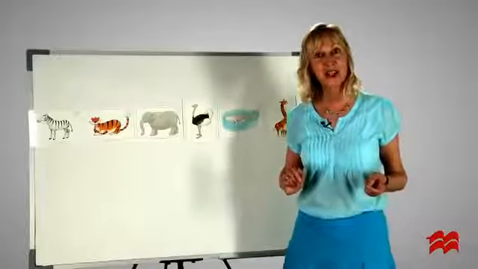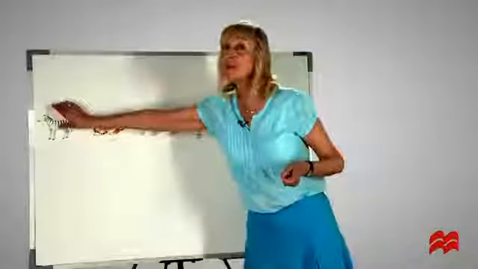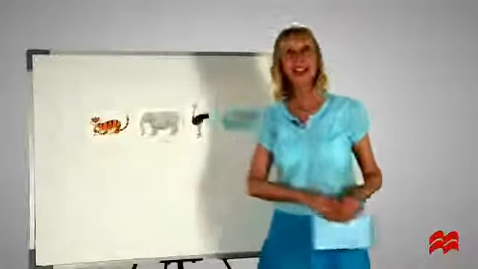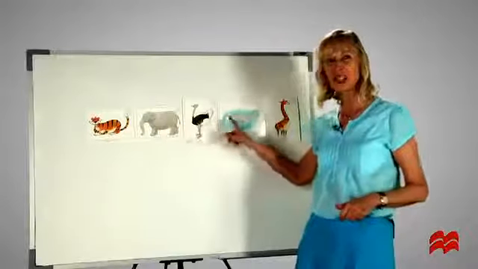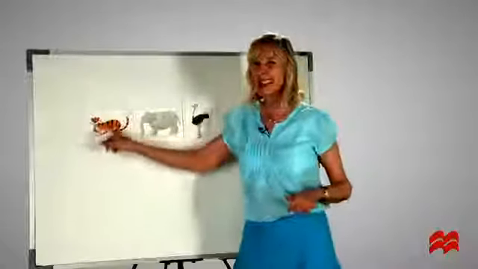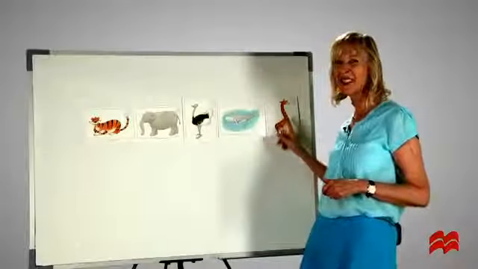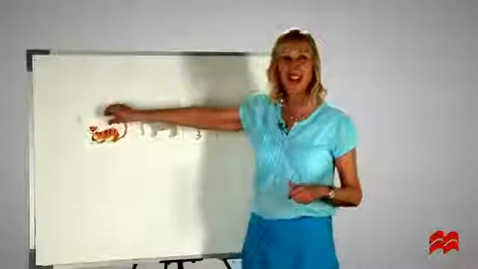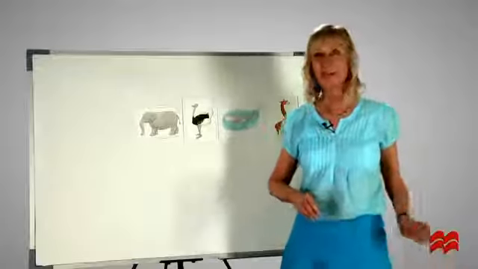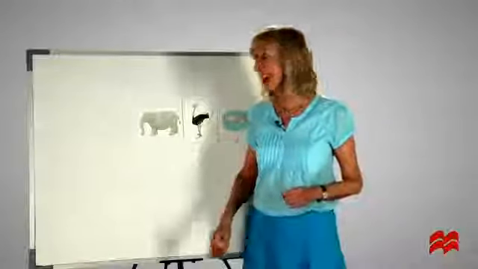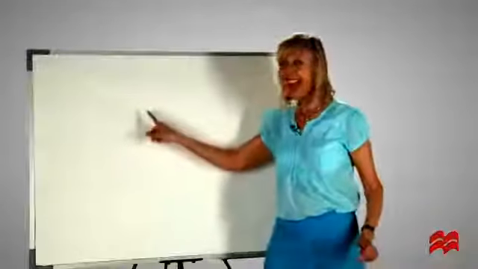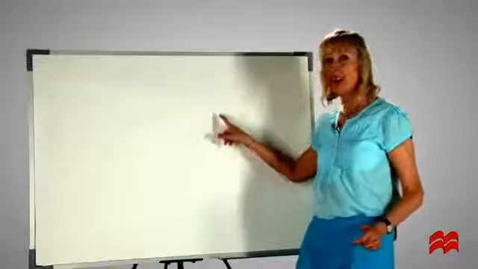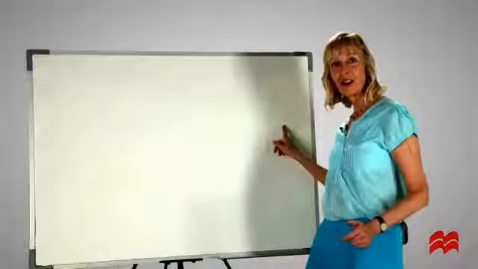When you think the children are doing this confidently, remove the first flashcard and continue in the same way. Zebra, tiger, elephant, ostrich, whale, giraffe. Remove the second flashcard in the same way and repeat the sequence with the children again. Can you do any more? Yes, we can. Remove the next one. Zebra, tiger, elephant, ostrich, whale, giraffe.